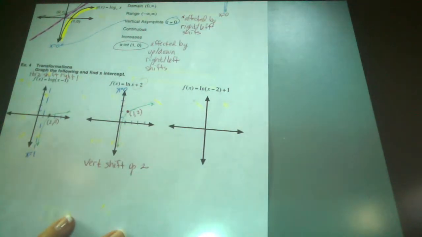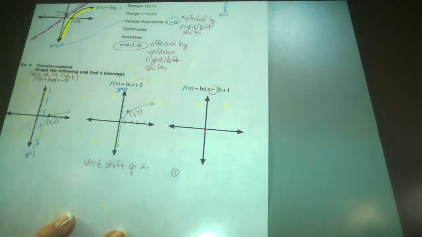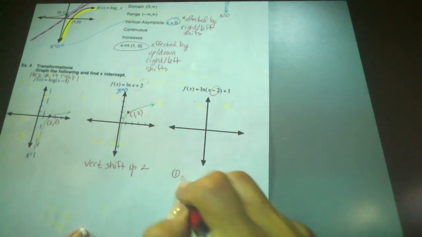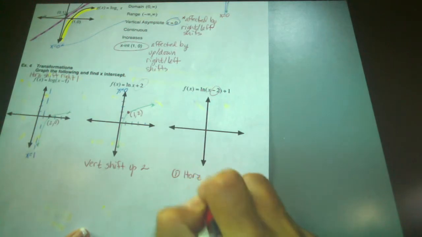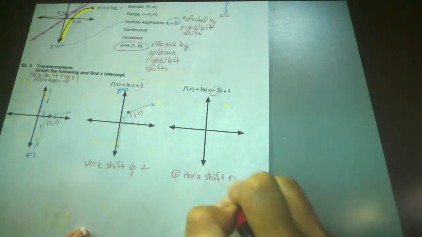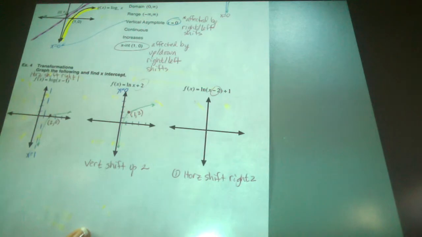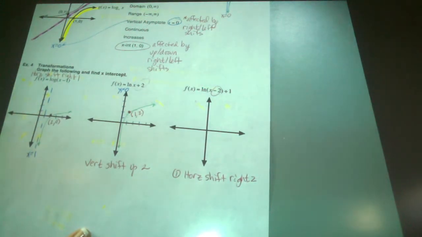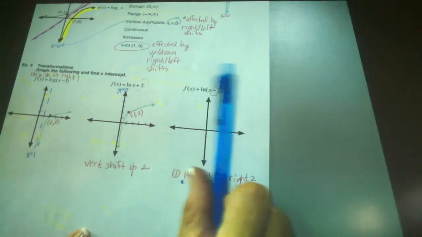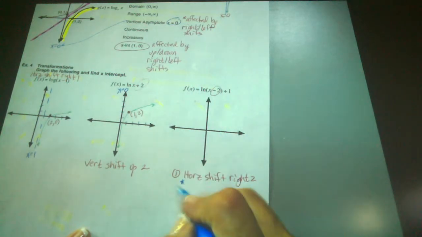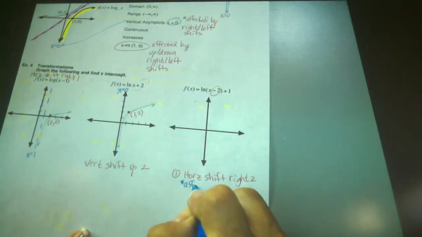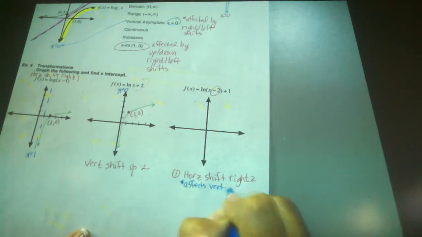All right, so this one, I actually have two things occurring. So thing one, what's occurring with that? It's inside the function, so it's opposite sign, so it's a horizontal shift right 2. Does that affect the vertical asymptote? Right 2, does it affect my vertical asymptote? Yes, it does. So you might want to put a note: affects the vertical asymptote.